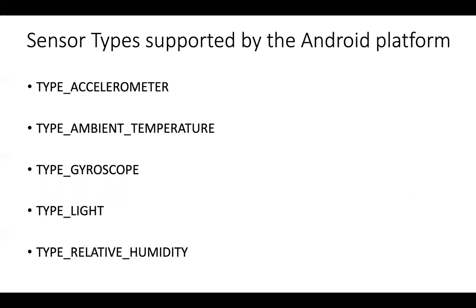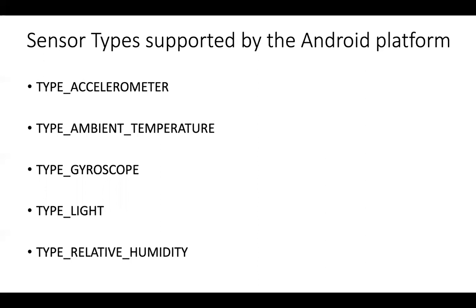The third type is gyroscope. This is also a hardware type of sensor which is used to measure a device's rate of rotation around each of the three physical axes. It can be x-axis, y-axis and z-axis. And the use of it is rotation detection. It is basically detecting the rotation. So what type of rotation? It can be a spin, it can be a turn or something of that kind.